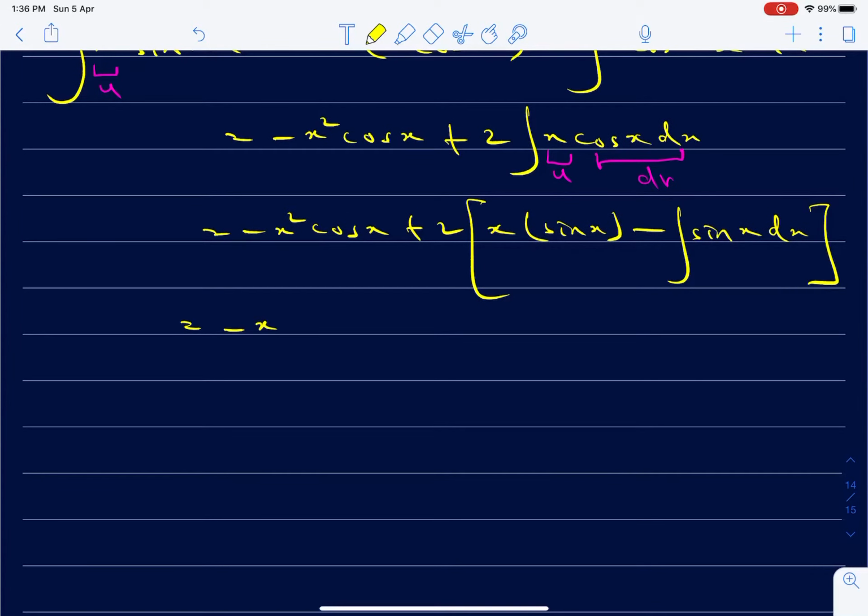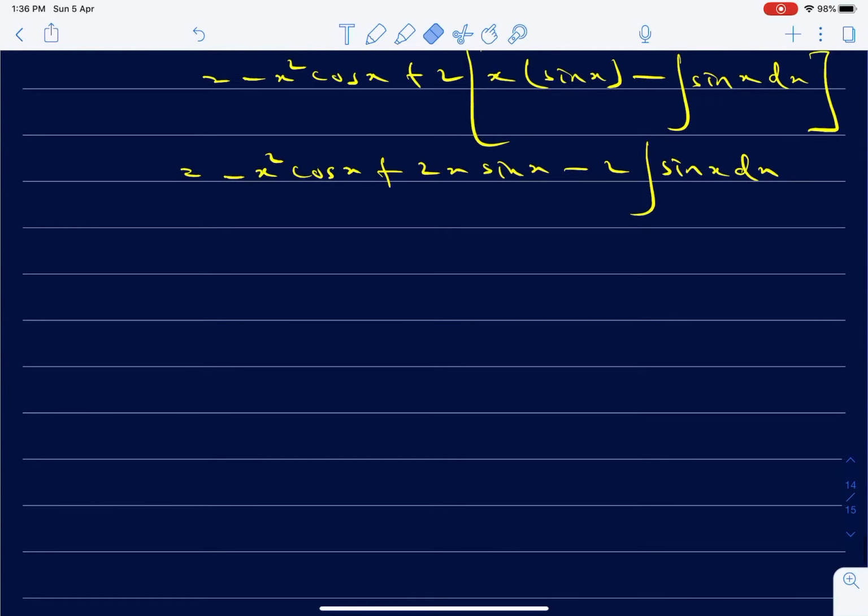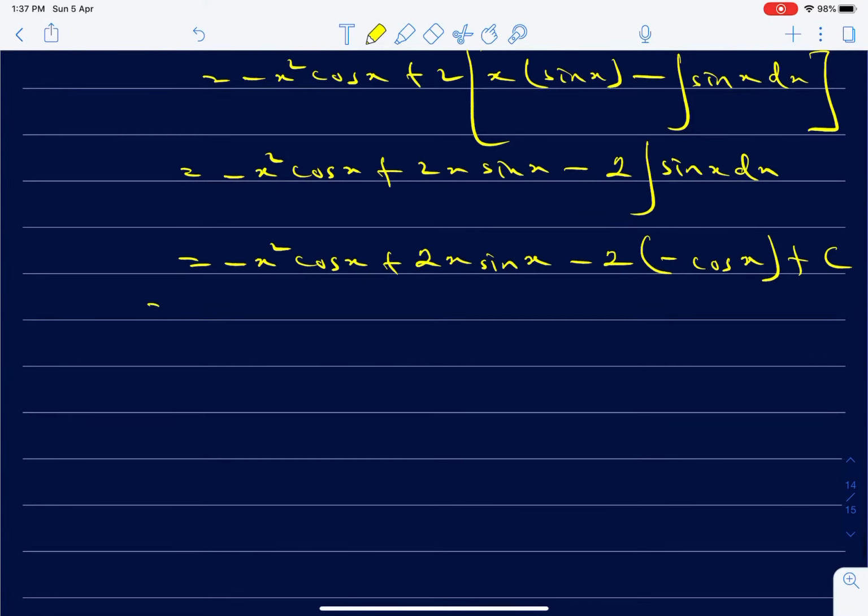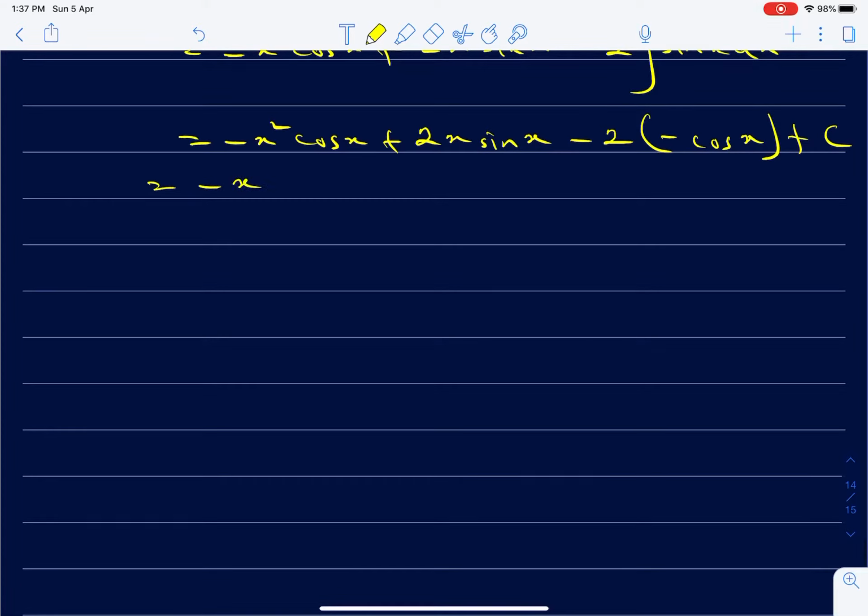That's the same as minus x squared cos x plus 2x sine x minus 2 multiplied by the integral of sine x dx, which is the same as minus x squared cos x plus 2x sin x minus 2 into minus cos x plus c. And finally, we have minus x squared cos x plus 2x sin x plus 2 cos x plus c.